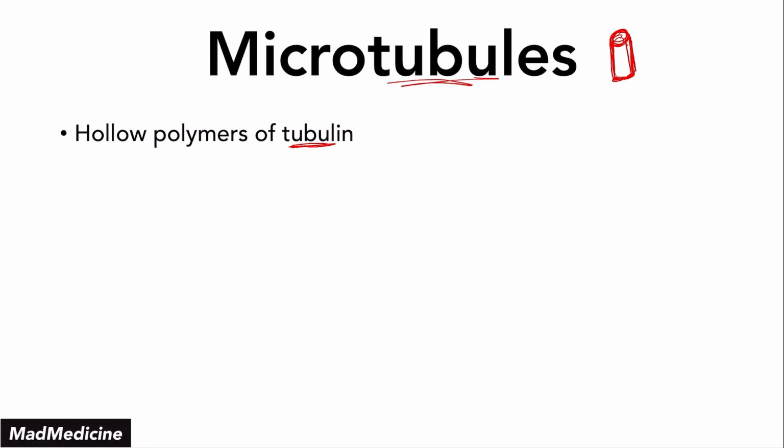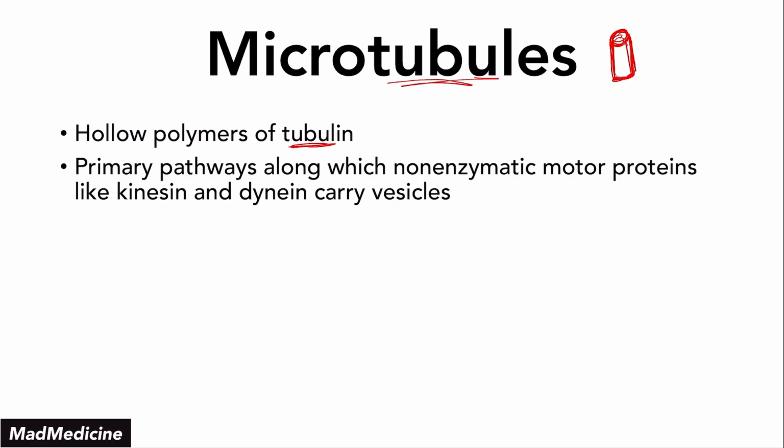Okay, why is this important? Because the microtubules form the primary pathway along which the non-enzymatic proteins like kinesin and dynein are able to carry vesicles. If you don't remember, or if you don't recall what kinesin and dynein are, they're very important parts of the cell that essentially determine which way a protein is going. Okay, so these are the motor proteins. These are the proteins that are going to be allowing for the movement specifically.